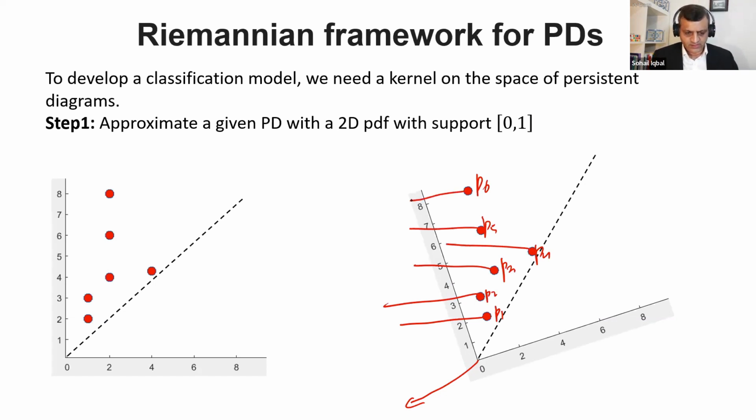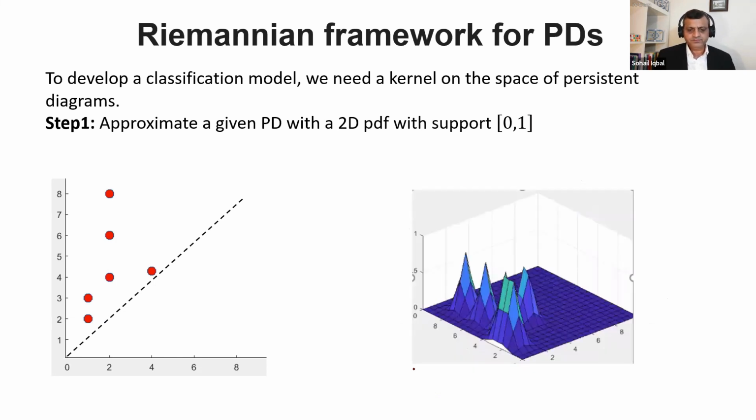And for those who are getting confused, these lines are going towards the z-axis, and this is my z-axis. Once you have that, you are already in some Hilbert space. That's exactly our requirement. If you are in a Hilbert space, then you can do all of the statistical operations. But the problem with this kind of conversion is that it is not very robust to changes in the persistent diagram. So what we do is we solve a heat diffusion problem.